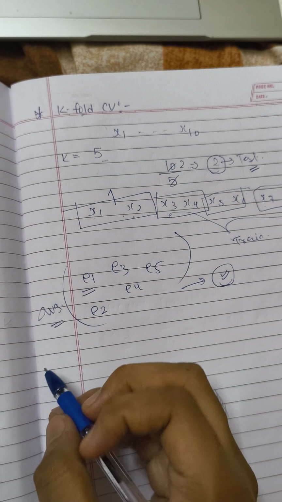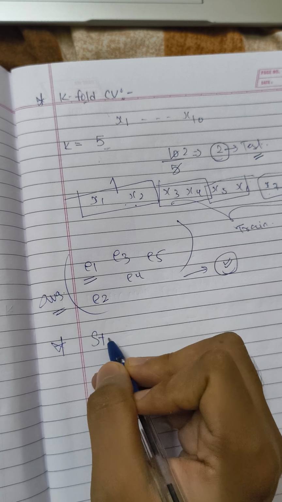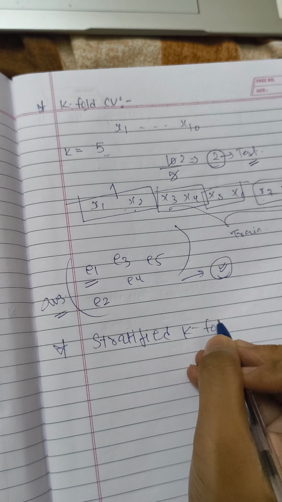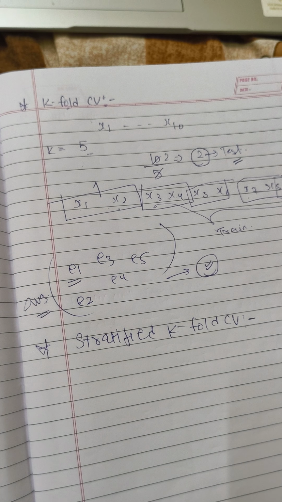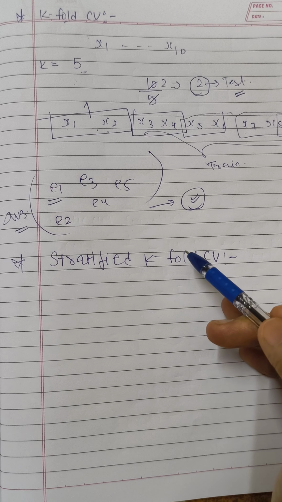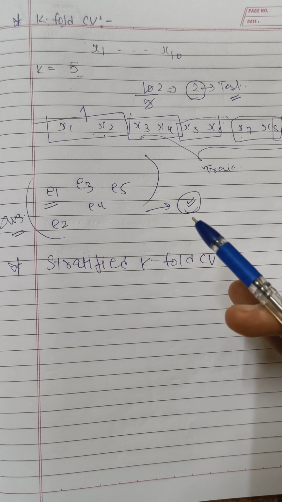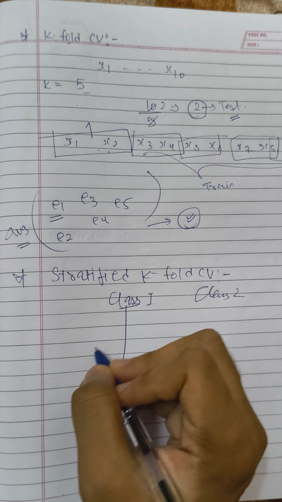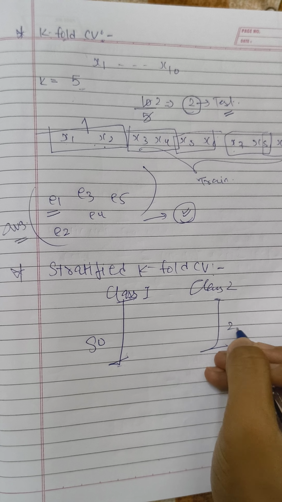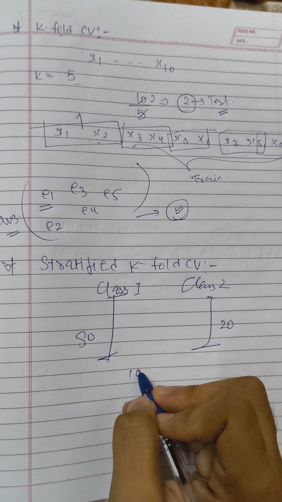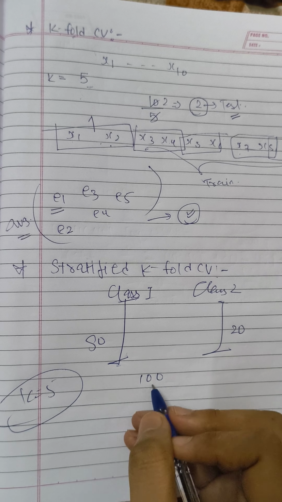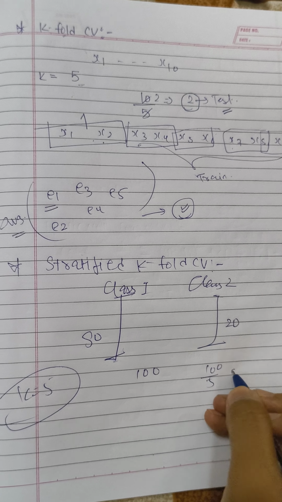Now I am going to tell you about the stratified k-fold CV technique. Why do we need this? For example, suppose I have two classes in my data set, class 1 and class 2, and class 1 has 80 data points and class 2 has only 20 data points. So what is my total number of data points? That is 100, and I choose that I will make 5 folds. So 100 divided by 5 means 20 points in each fold.